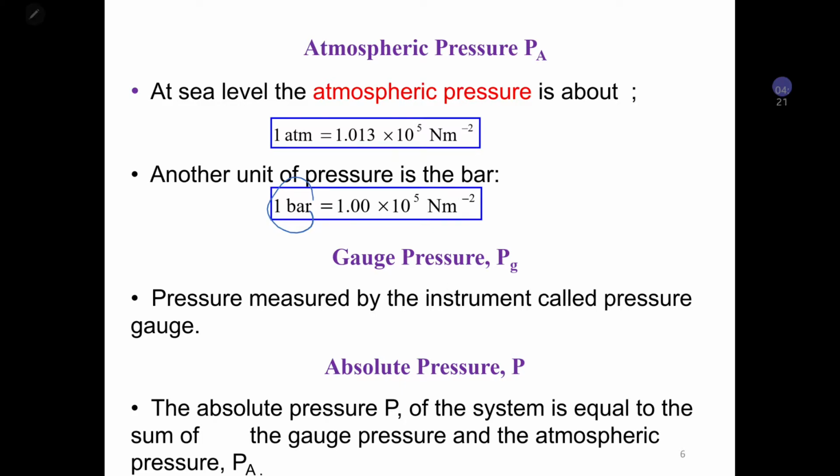Okay, so gauge pressure is the pressure measured by the instrument called a pressure gauge, which means that we measure the pressure by using the pressure gauge. How about the absolute pressure? The absolute pressure is the total pressure of the system, which is the sum of the gauge pressure and also the atmospheric pressure. So absolute pressure is the atmospheric pressure plus the gauge pressure.